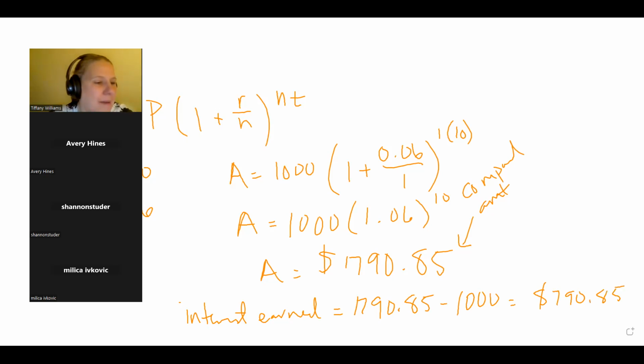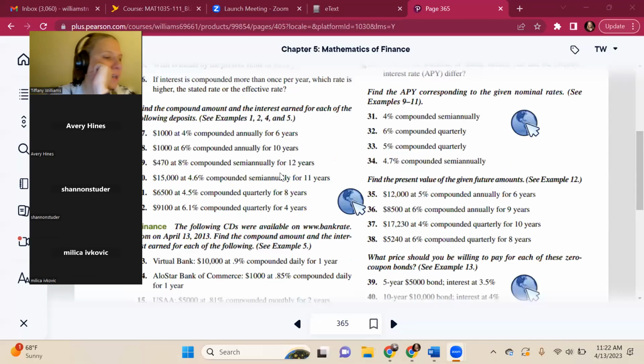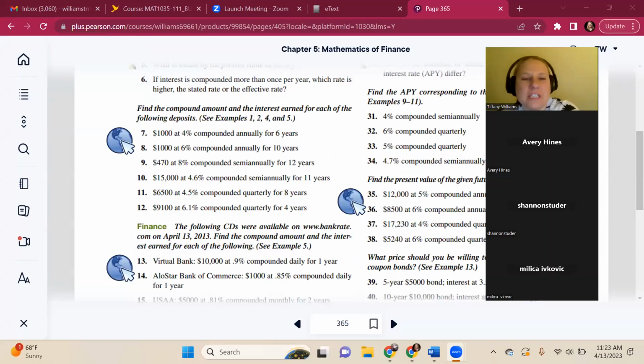That's not a bad amount of interest to have earned over 10 years, is it? I like that. All right, any questions on this one? Let's do another one. Let's look at number 12. So number 12, we've got $9,100 at 6.1% compounding quarterly for 4 years.